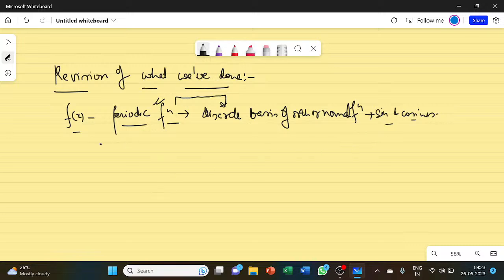But when we have to write a representation for an aperiodic function, or in fact for any other function, instead of a discrete basis, we have a continuous basis. When we say that my function f of x is a periodic function and I'm writing it in the discrete basis set of orthonormal functions like sines and cosines, then this forms the Fourier series. And if instead of discrete basis we take continuous basis, then this is actually the Fourier transform of the function f of x.